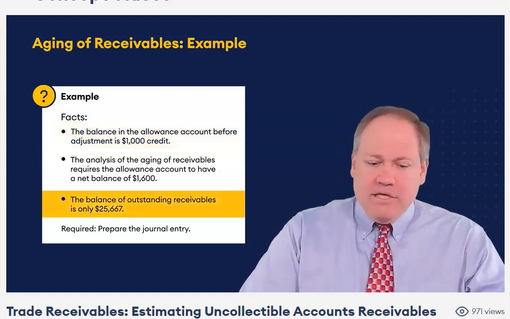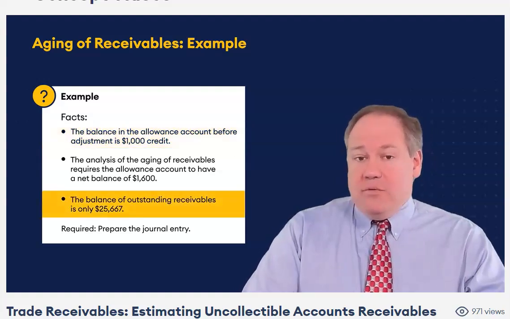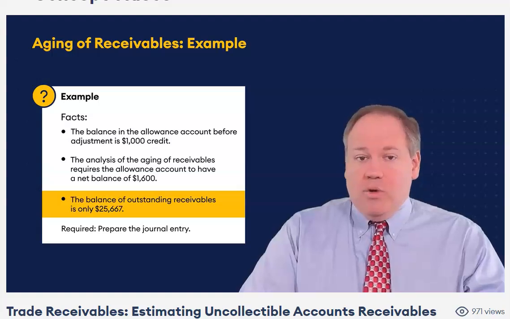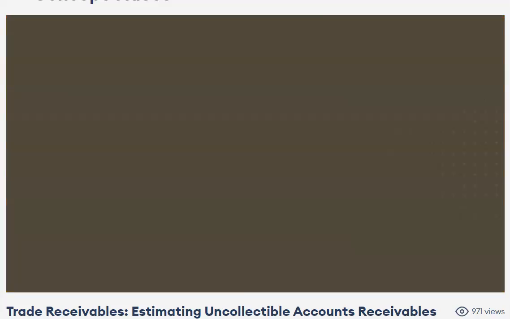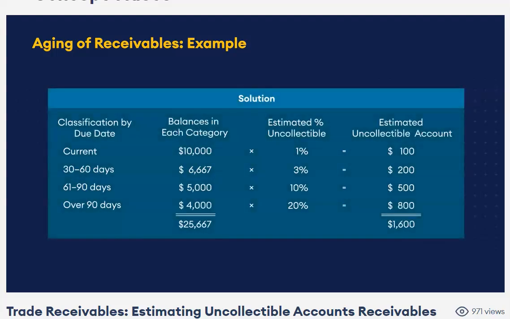But in this case, they say the balance of outstanding receivables is only $25,667. Now, if we were doing the 2% method, that would be an awfully tiny amount of allowance. We'd think, what, a little over $500. But once we get into the details, we see why that's not a really good idea.